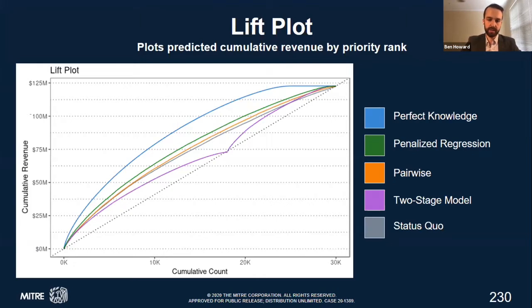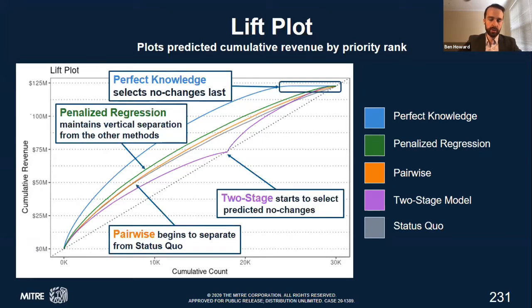So in this case, we are plotting cumulative revenue across the entire selection pool. Some things to note: because Perfect Knowledge knows the actual results of the audit, it will select no changes last, and because no changes don't add revenue to the cumulative revenue, this results in a horizontal line at the very end. We see vertical separation for penalized regression at all points. This means it's performing better at picking revenue varying audits, and we would expect, if exposed to its own candidate population, that this trajectory would continue.